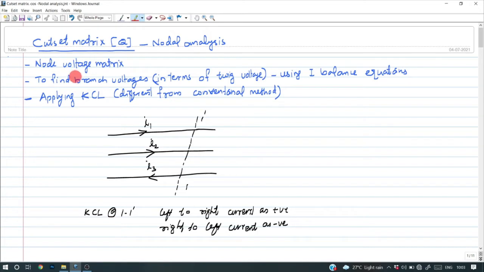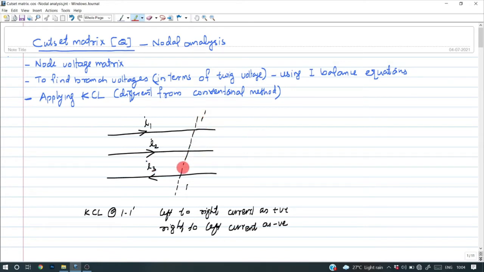Here also we are applying KCL, but KCL is not applied at nodes. This idea is totally different from the conventional method of applying Kirchhoff's current law. Let's consider three branches of a network, say 1, 2 and 3. Say this is branch 1, this is branch 2 and this is branch 3 of a given network. So that branch alone is drawn here. Say the current direction in each branch: branch 1 current direction is this one, branch 2 current direction is this one, and branch 3 current direction is this one.